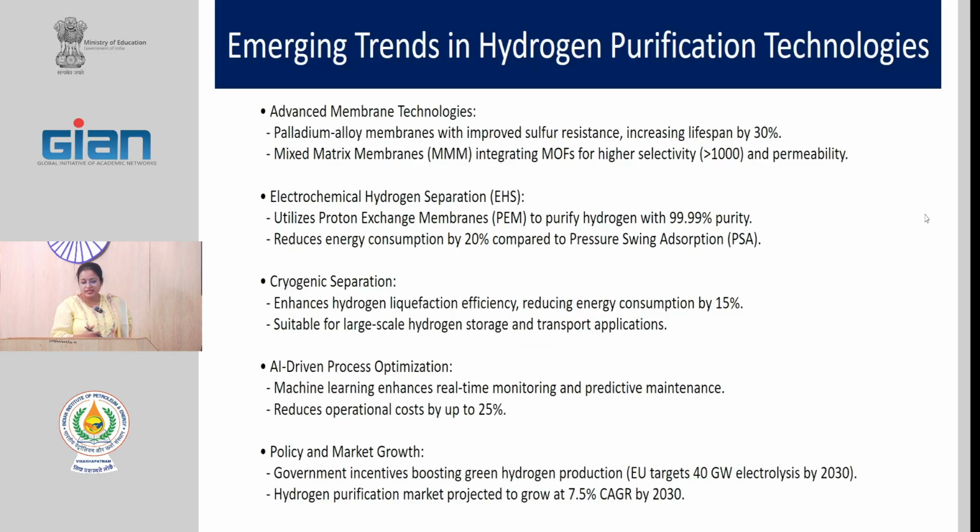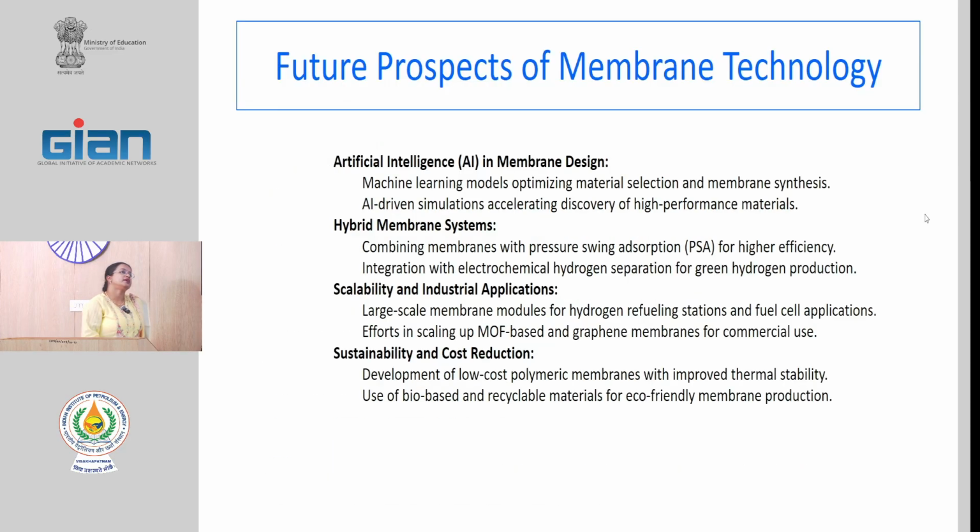In fact, the EU is targeting 40 gigawatt electrolysis by 2030. Even our Indian government has taken up efficient missions like the National Green Hydrogen Mission, so that we can focus more on membrane-based hydrogen production technology. So we should focus more on AI, more on hybrid, and we should have scalable application.